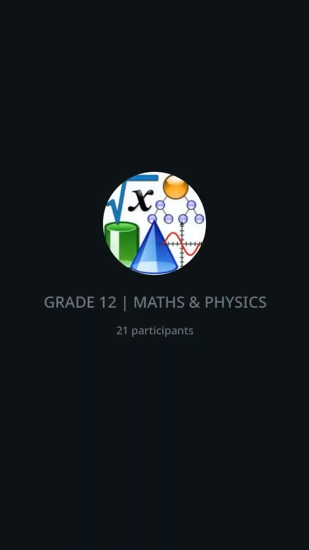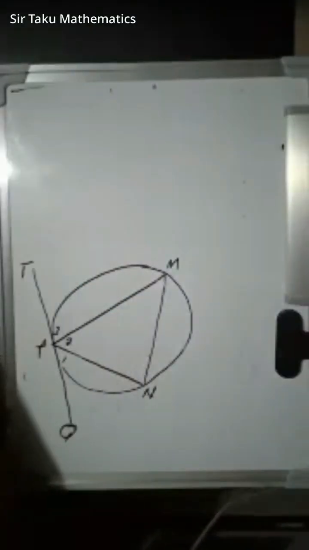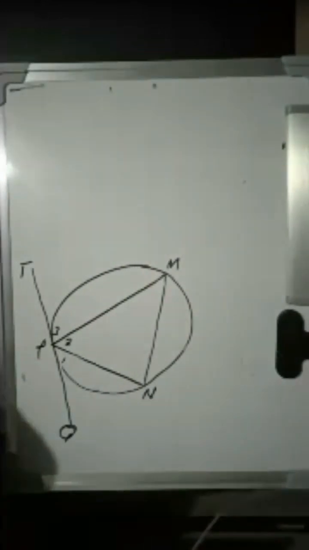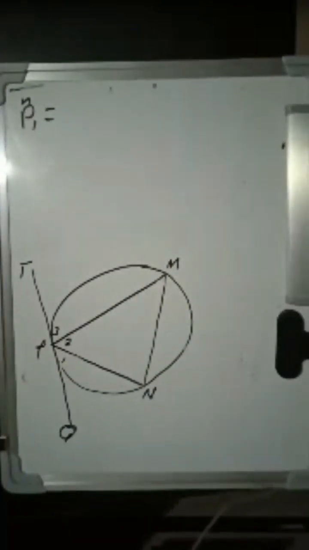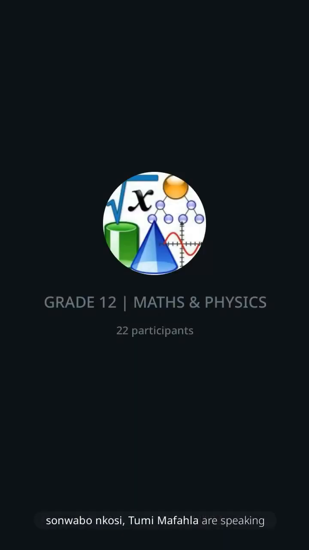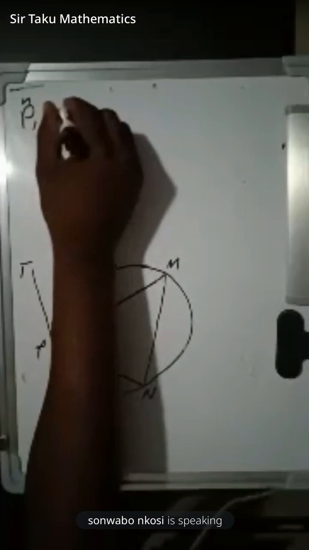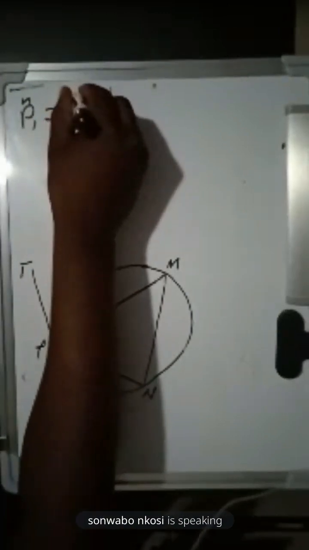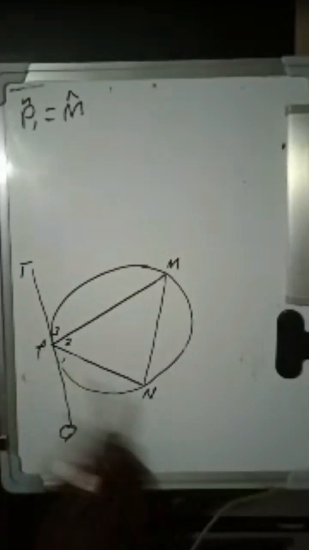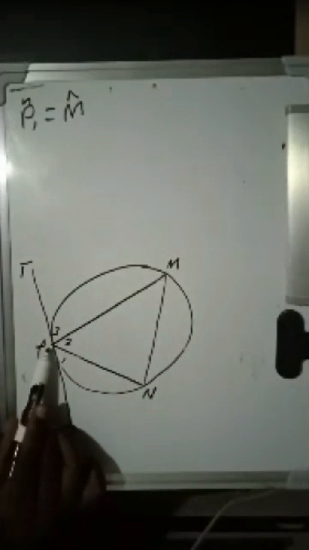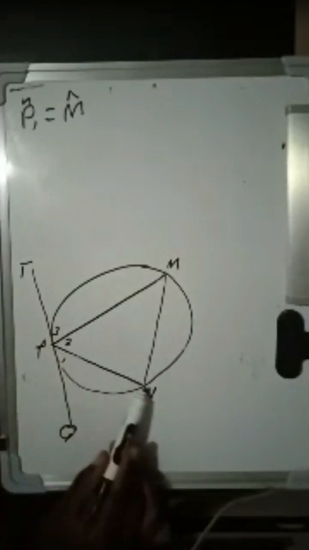I've been talking alone, guys, for quite some time. Can you please tell me which angle is equal to P1? P1 is equal to which angle? N? Is it N? M. Is equal to M. Yes. Because remember that P1 is formed by this chord and by the tangent. So you check which angle is supported by the chord. It is angle M.